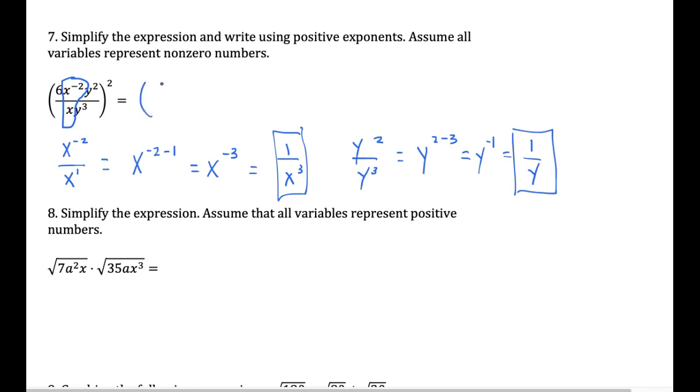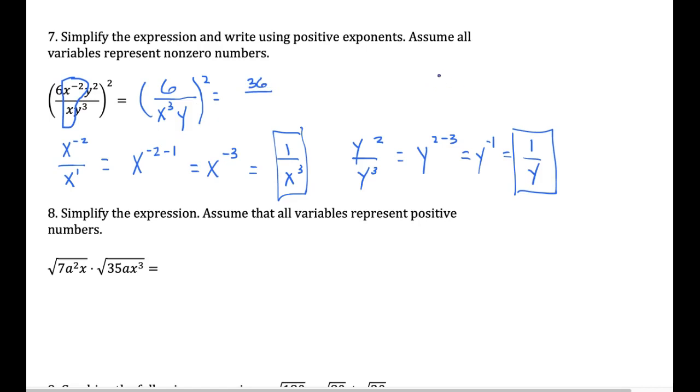All right, so we're still working on the inside. We haven't dealt with the squared on the outside. So we've got 6 on top, and then on the bottom, we've got x cubed, and we've got y to the 1. And the whole thing is still squared. So we have to square every single thing in the entire term, the entire expression. So on the top, we get 6 squared is 36.